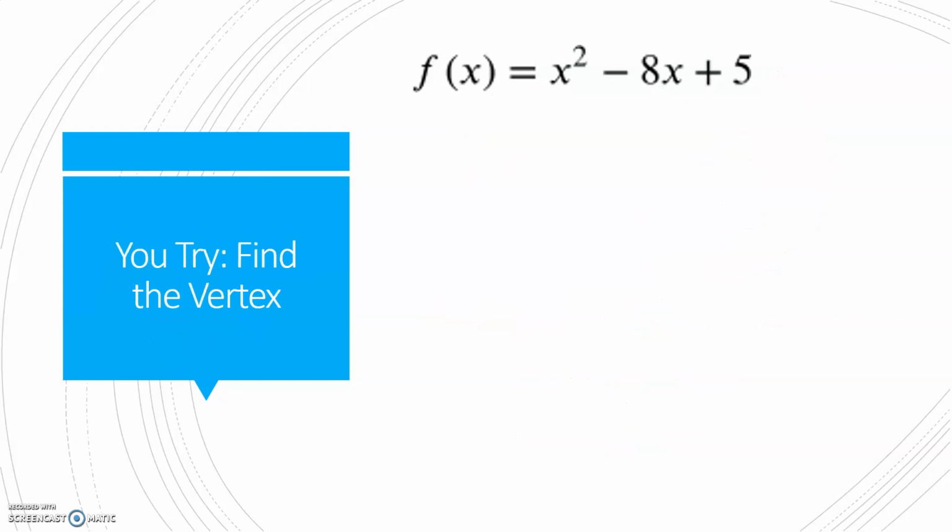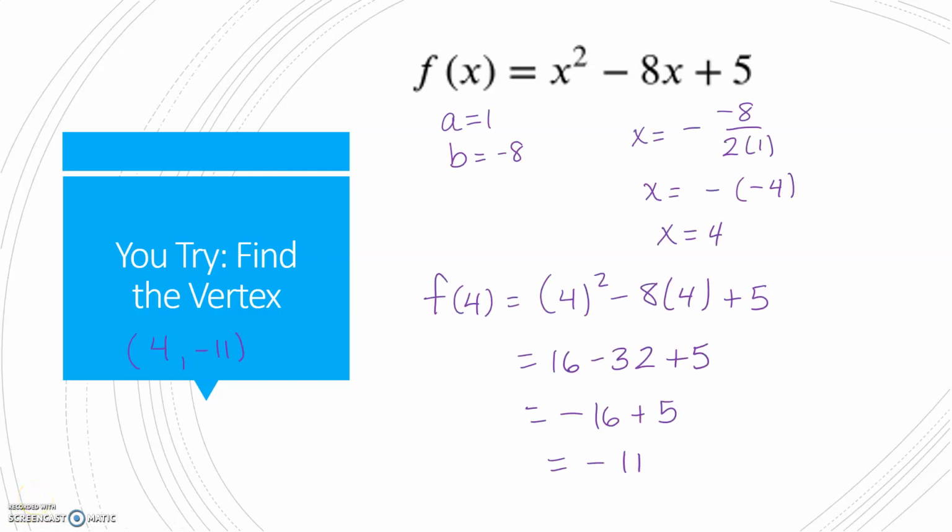This is one for you to try. I want you to push pause on your video and then come back after you have tried this problem. This is my solution to this problem. I found a and b, and then I used those in x equals opposite of b over 2a to find the x-coordinate. And then once I had the x-coordinate, I used that to figure out the y-coordinate of -11.